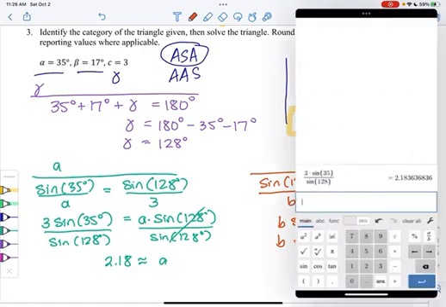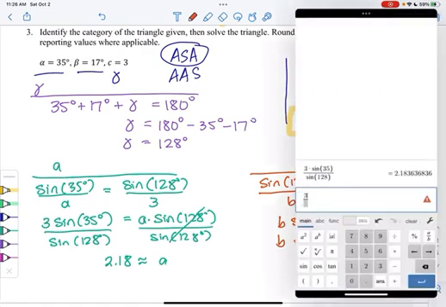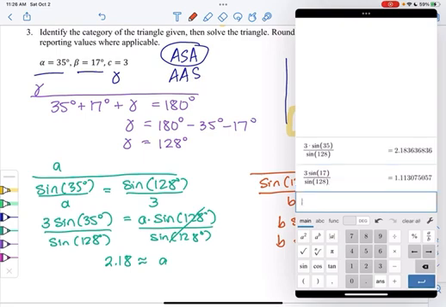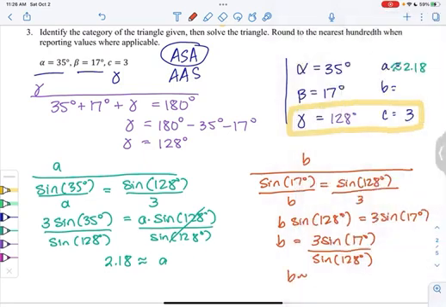So if I pull back here, then on top, I'm going to have 3 times sine of 17 degrees, and then on the bottom, sine of 128 degrees. And I get 1.11. So B is approximately 1.11. And there I have solved the triangle.